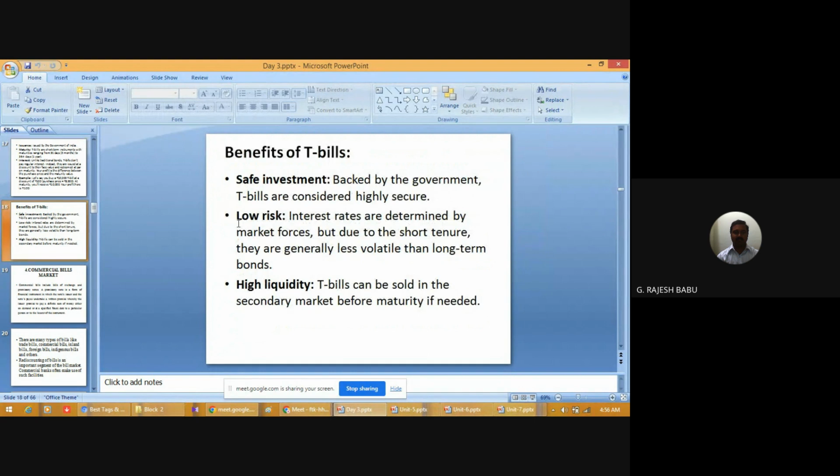Then, benefits of treasury bills. First one, safe investment. Very safe investment backed by the government. Treasury bills are considered highly secure. Second one, low risk. Interest rates are determined by market forces, but due to their short tenure, they are generally less volatile than long-term bonds. The third one, high liquidity. Treasury bills can be sold in the secondary market before maturity if needed.